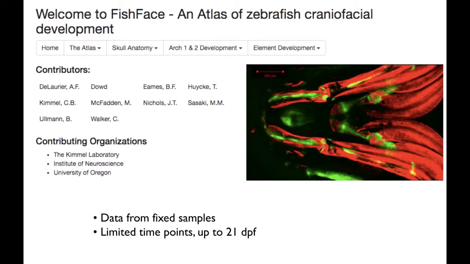And as useful as this data set has been, it did suffer from two major limitations. One is that the data was derived from fixed samples, so it's very difficult to capture a lot of the dynamics of craniofacial development. And it was also limited in the time points. It covered stages up to about 3 weeks of development, and then also had a description of adult anatomy. And we really wanted to fill in some of those missing time points in our work.